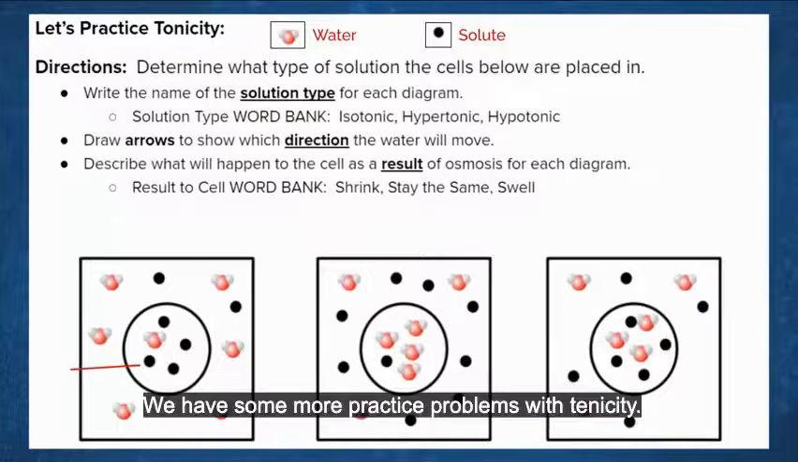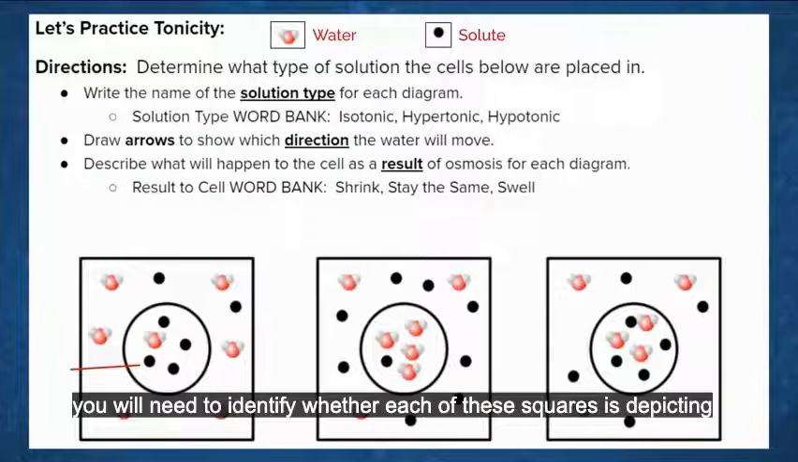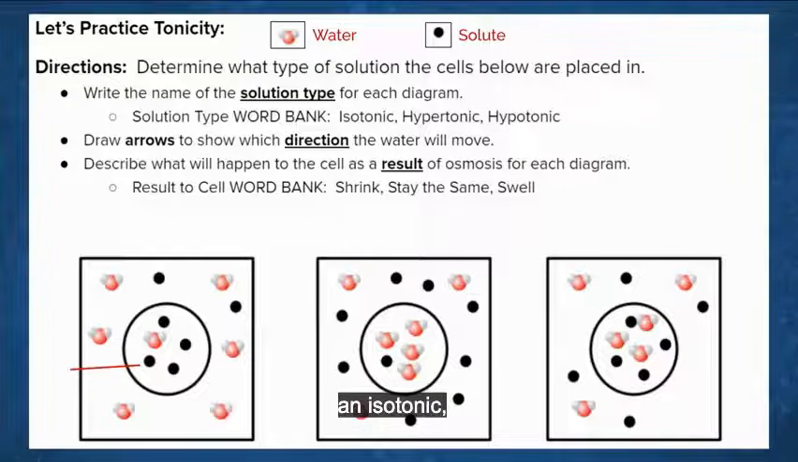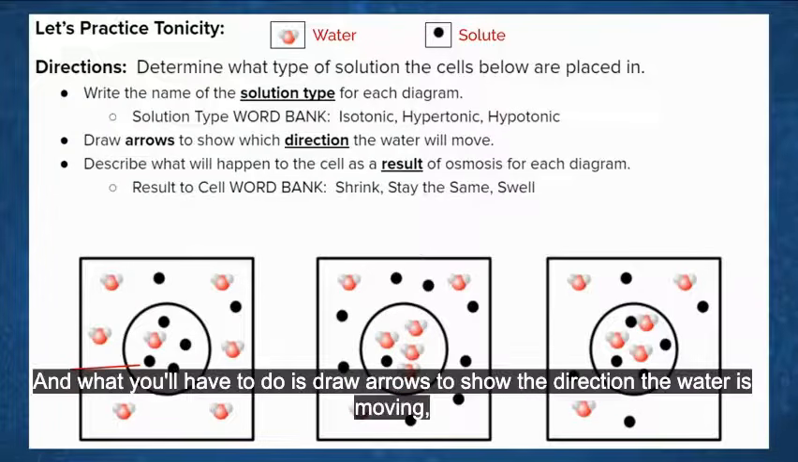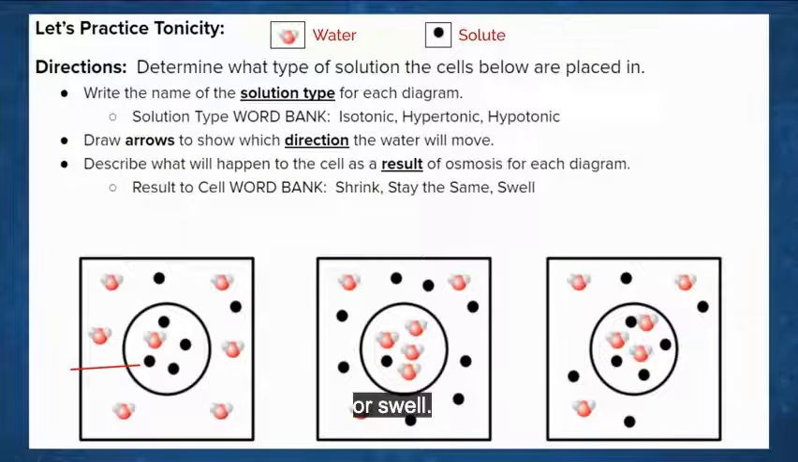We have some more practice problems with tonicity. On this page of your guided note packet, you will need to identify whether each of these squares is depicting an isotonic, hypertonic, or hypotonic environment. And what you'll have to do is draw arrows to show the direction the water is moving and whether the cell will shrink, stay the same, or swell.